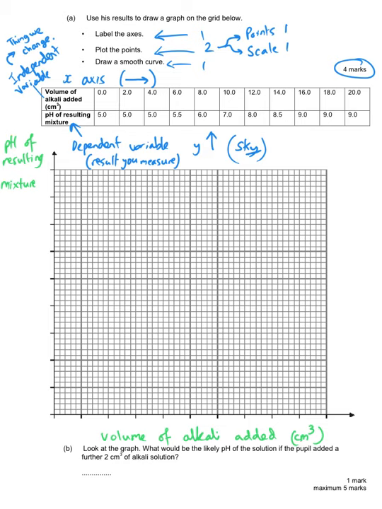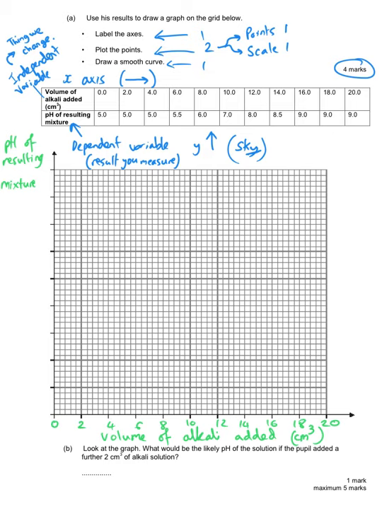And then the next part of this is you need to draw an accurate scale. Now the good news is they've given you the graph paper, and they've given you the right amount of graph paper, and you must try and use as much of it as you possibly can. So the volume of alkali added at the beginning is 0, and that goes up to 20. And so if we work up in twos, 2, 4, 6, 8, 10, 12, 14, 16, 18, and 20. So that fits perfectly on our x-axis.